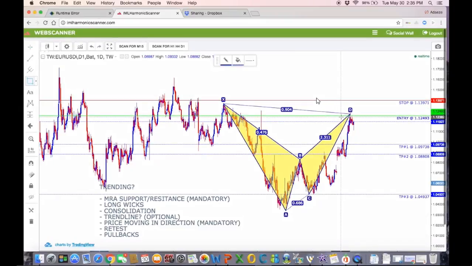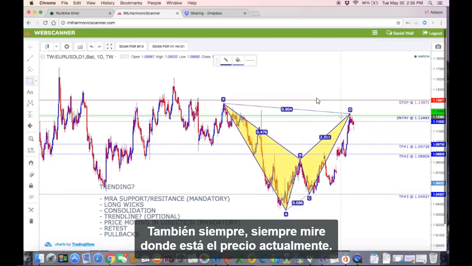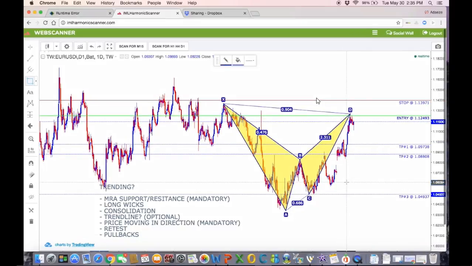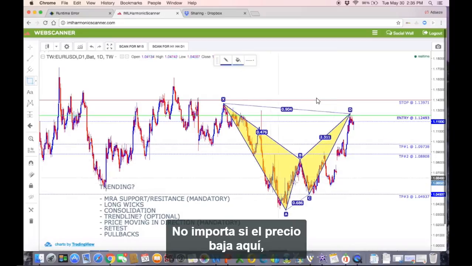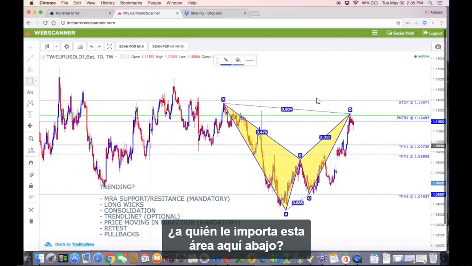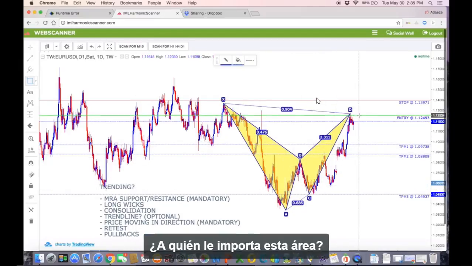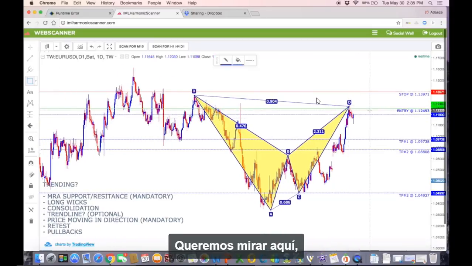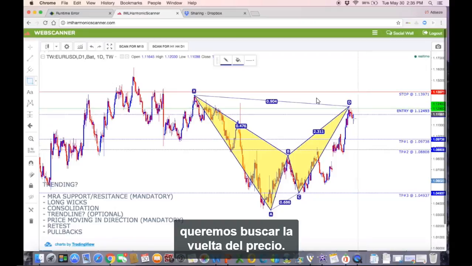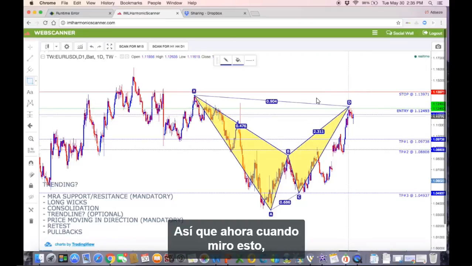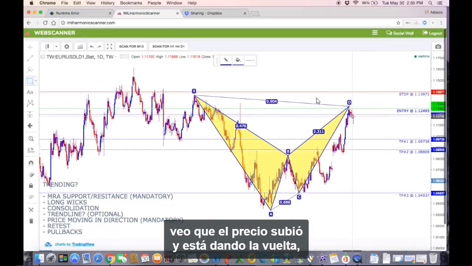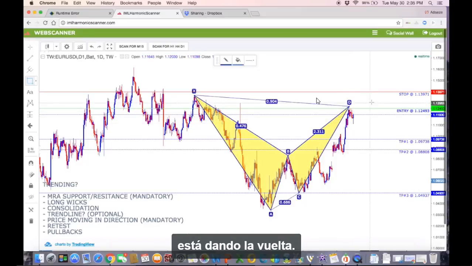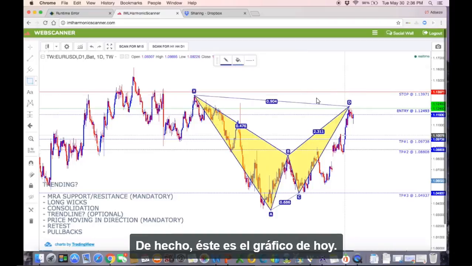Also, you always look at where price is currently. I don't care if price is down here. Who cares about this area down here? Nobody. This is where we're looking. This is where price is at. We want to look for price turning around. So right now, when I look at this, I do see that price has come up and it's coming around. It's turning around. Ooh, look at that. By the way, this is on the day chart.